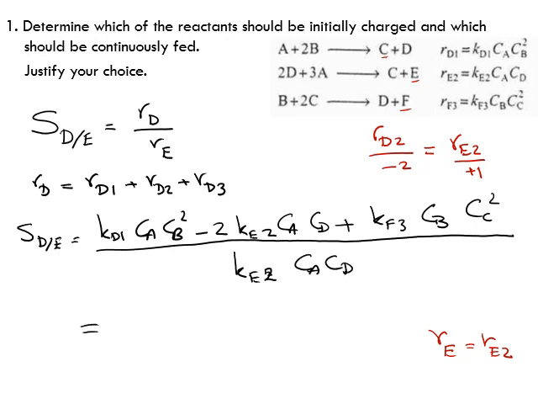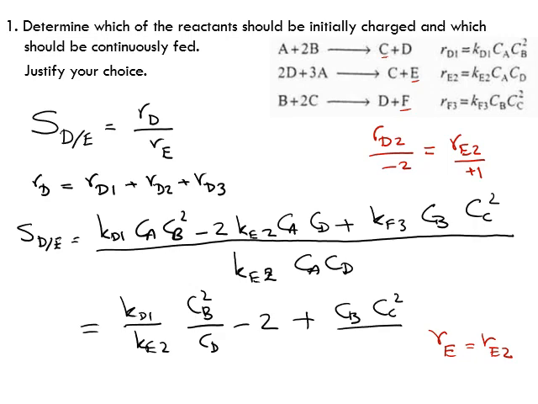Can we simplify? Yes, we can. So we have KD1 divided by KE2, and then CA cancels out with CA, so we have CB squared divided by CD minus 2, plus we have here CB times CC squared over CA times CD. Okay?